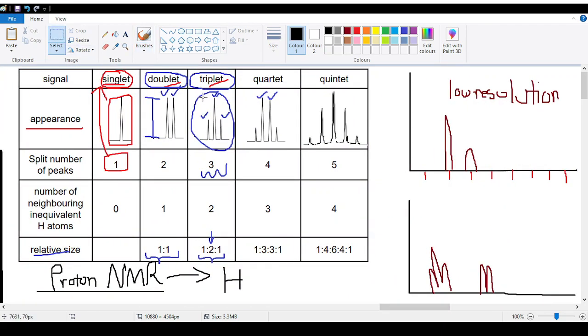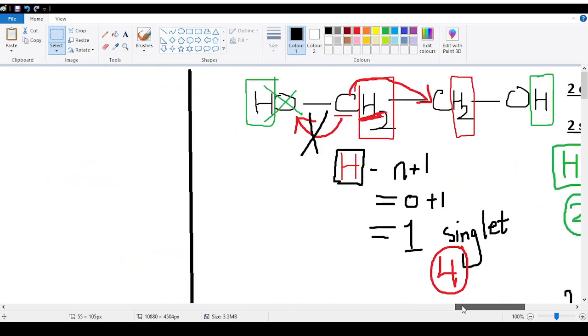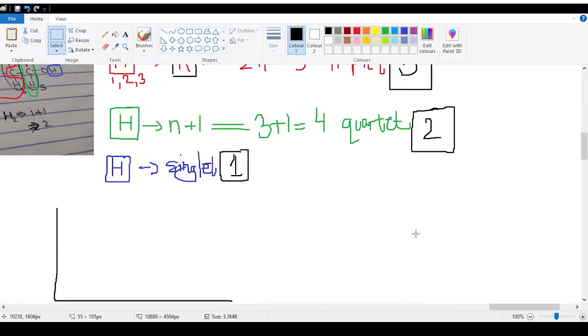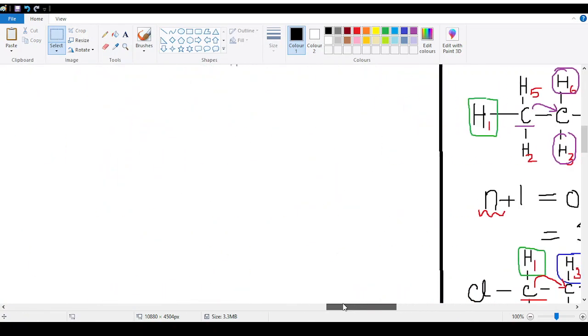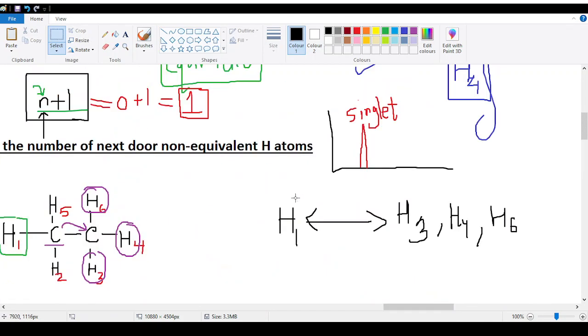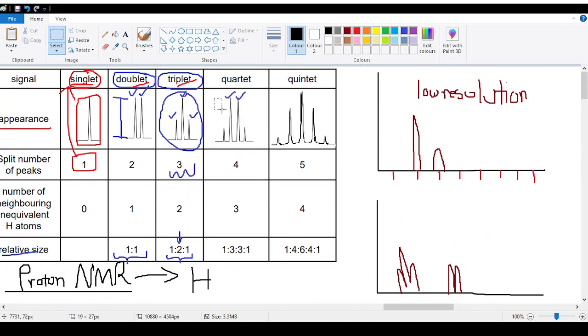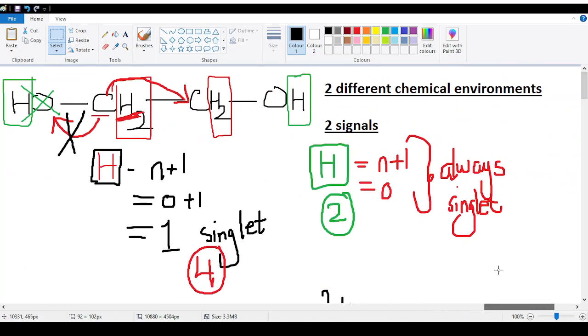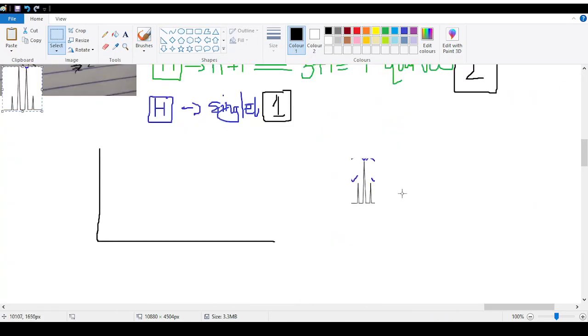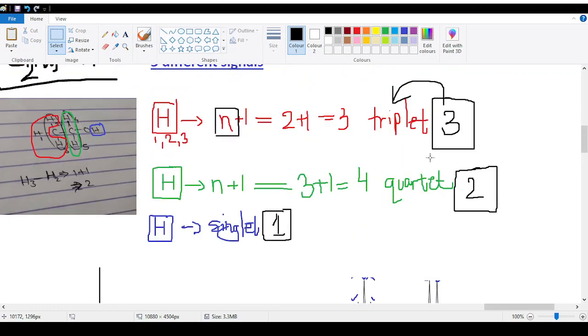We need a singlet and a triplet. We need a triplet and we need a quartet also. So the ratio is what? 3 is to 2 is to 1, right? You can check. Triplet is 3, quartet is 2, singlet is 1.